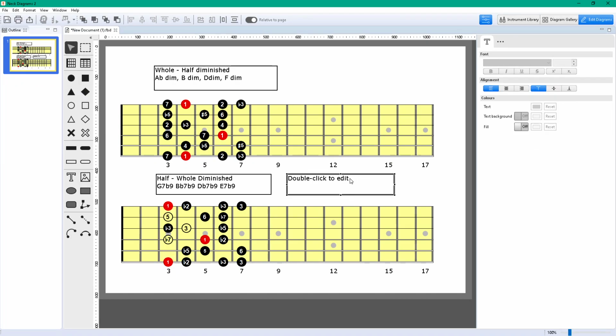I'm going to write it here so we can compare it. Mixolydian is 1, 2, 3, 4, 5, 6, flat 7. Okay, that's a Mixolydian scale.